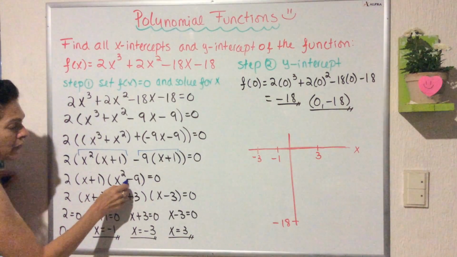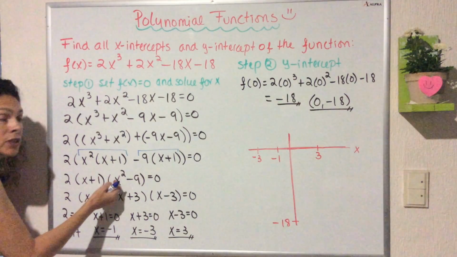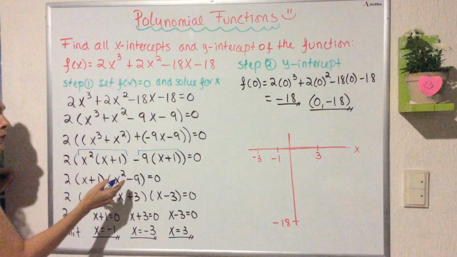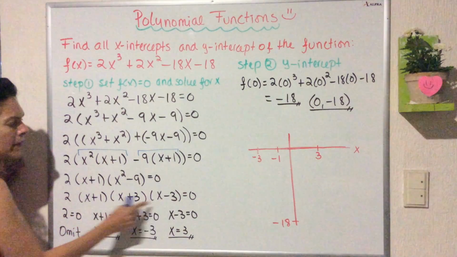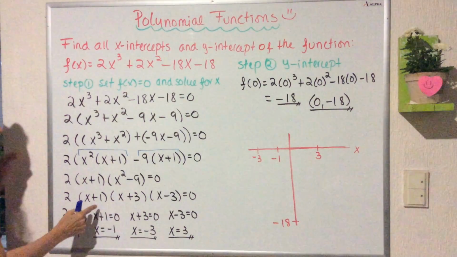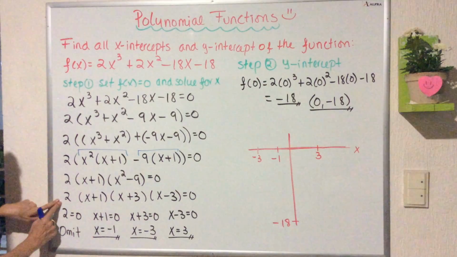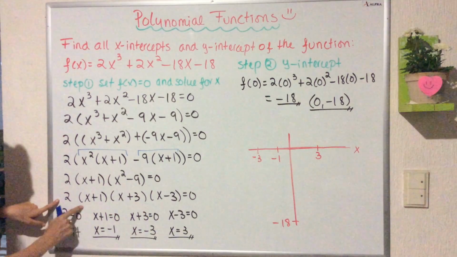So this is a difference of squares. And we have to continue factoring this. And when we factorize a difference of squares, we get a conjugated binomial as we have here. Okay? So we rewrite 2, don't forget about the 2, and also the x plus 1.